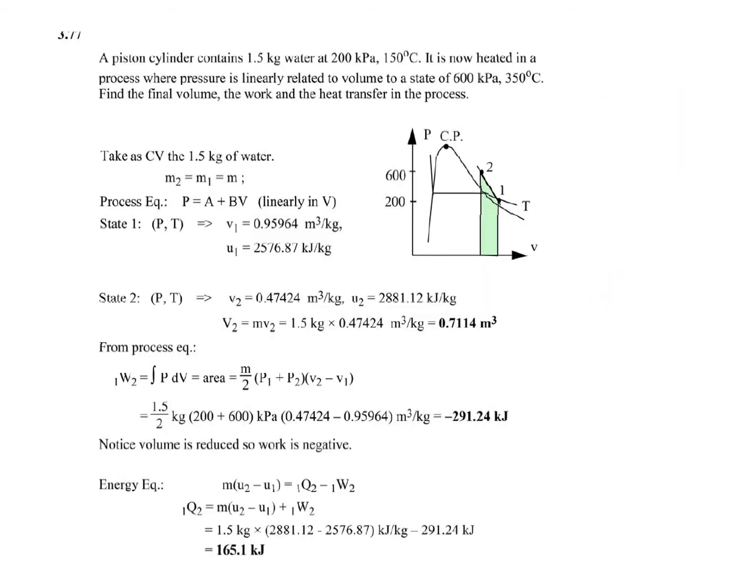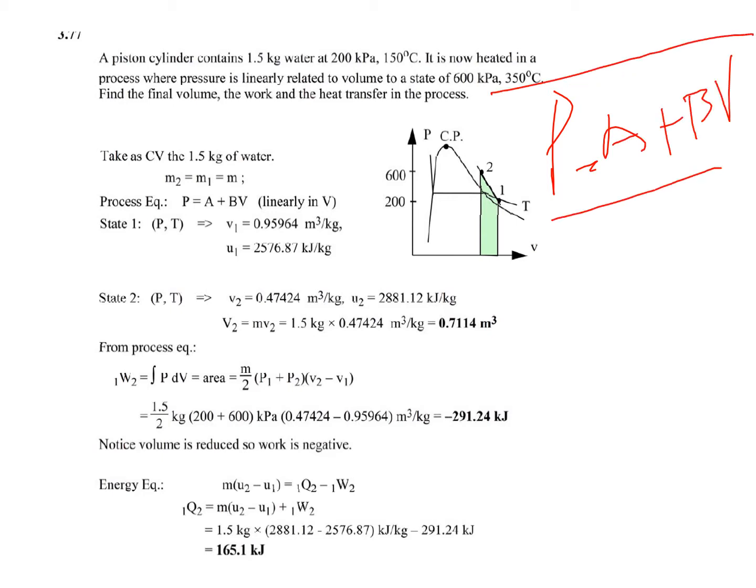Here we have a piston cylinder assembly containing 1.5 kg of water at 200 kilopascal and 150 degrees centigrade. It is heated in a process where the pressure is linearly related to the volume. So pressure has a linear dependency on volume, so we can write P = A + BV. So it is linearly related to the volume.